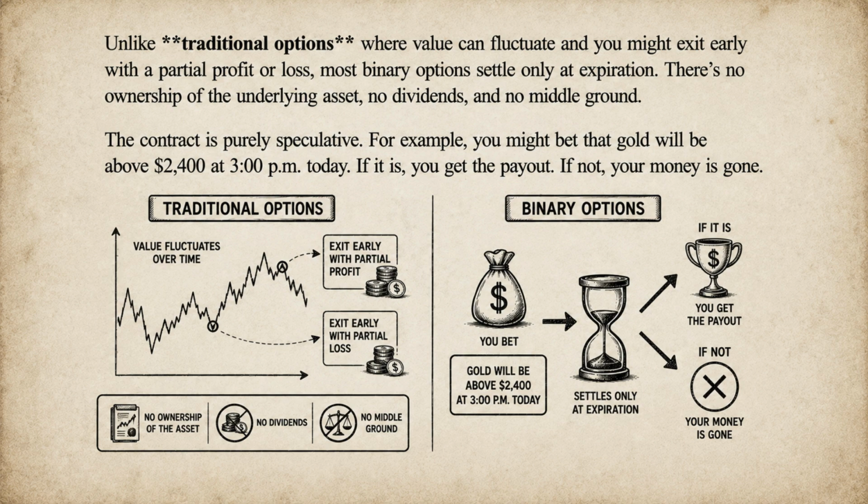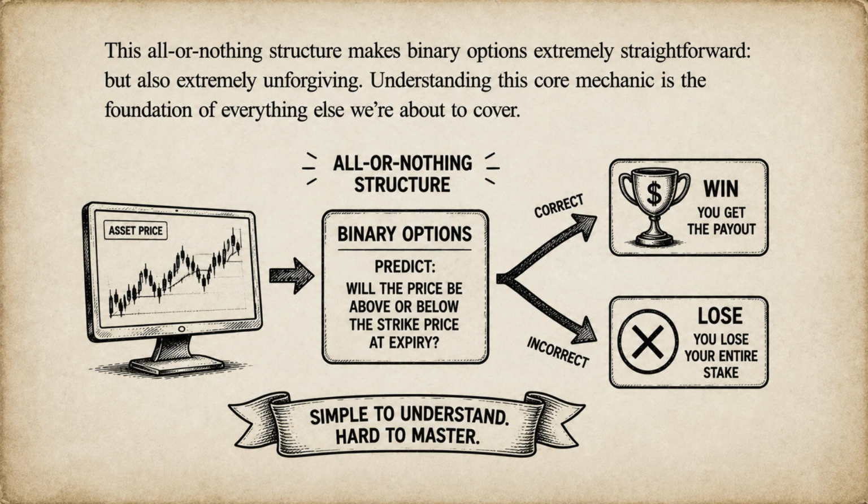Unlike traditional options where value can fluctuate and you might exit early with a partial profit or loss, most binary options settle only at expiration. There's no ownership of the underlying asset, no dividends, and no middle ground. The contract is purely speculative. For example, you might bet that gold will be above $2,400 at 3 p.m. today. If it is, you get the payout. If not, your money is gone. This all-or-nothing structure makes binary options extremely straightforward, but also extremely unforgiving. Understanding this core mechanic is the foundation of everything else we're about to cover.